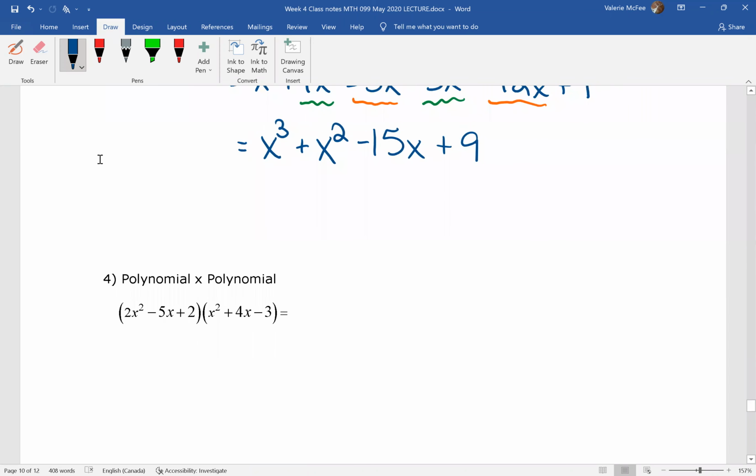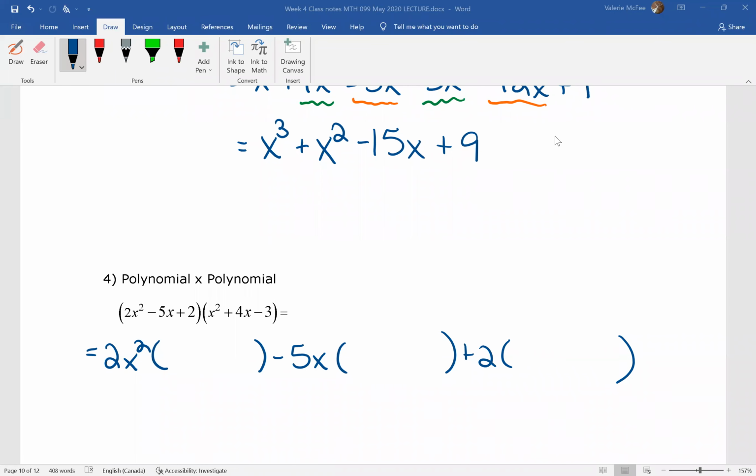I think there's one more question you can try. I'm going to let you try this one. Remember that every term in the first bracket has to multiply the second bracket. I think I actually stopped my recording there. Well, we'll see. Remember, 2x squared times the second bracket minus 5x times the second bracket plus 2 times the second bracket.